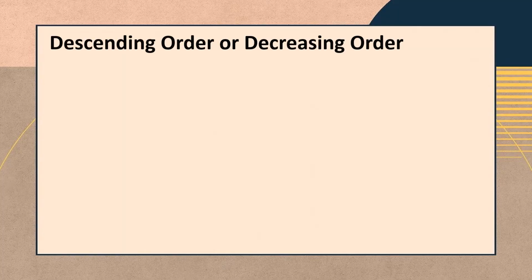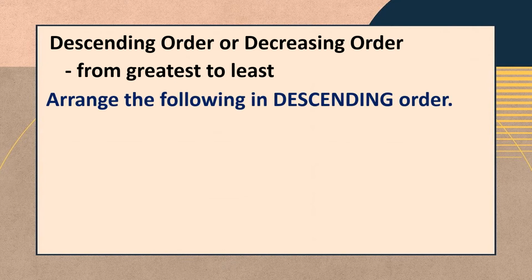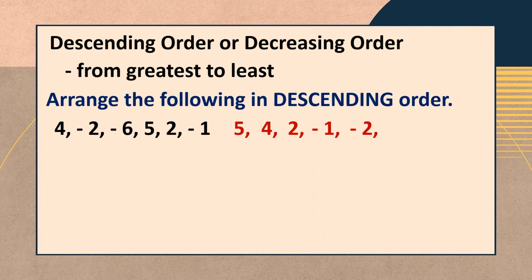Then we have the descending order or decreasing order. The arrangement is from greatest to least number. Now let's arrange the following in descending order. Example, we have 4, -2, -6, 5, 2, and -1. So the greatest value is positive 5, then positive 4, positive 2, -1, -2, and -6.